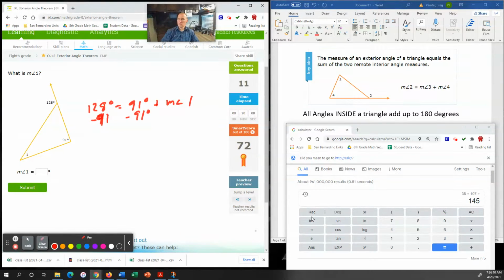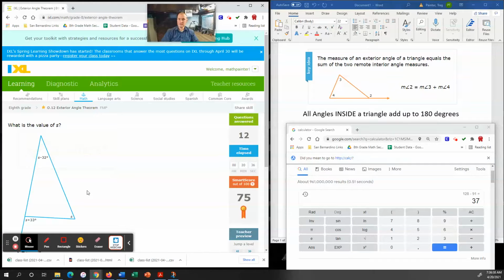So here we go. We got 128 minus 91 equals 37 degrees. So we got 37 degrees equals 91 out, measure of angle 1. We are done right there. So we're going to go ahead and dial in 37 degrees.